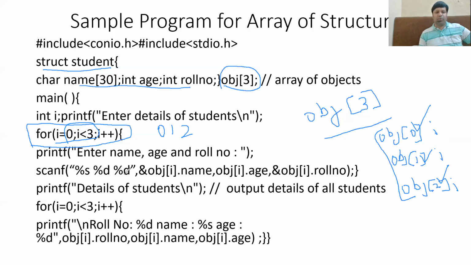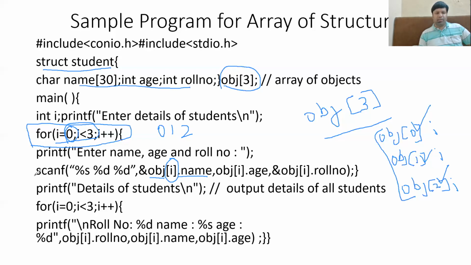So when we want to take the input, rather than simply writing object dot name, we are specifying object and then within the square brackets I, and then name. So what is the initial value of I? The initial value of I, as you can look here, is 0. So that means this name belongs to object with index 0. Similarly, age with object index 0, and roll number also object index 0.